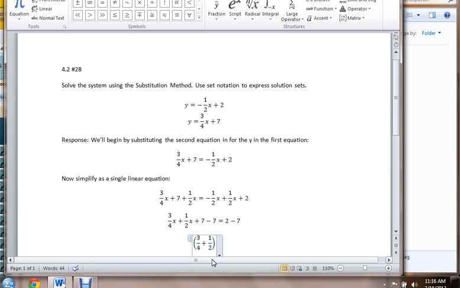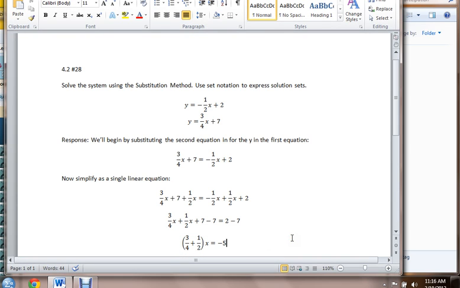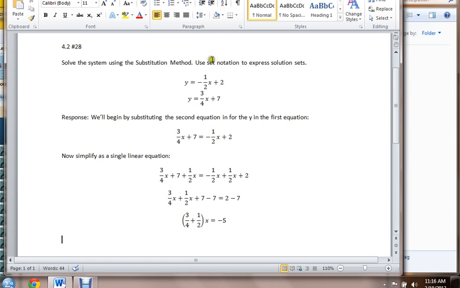And all of this gets multiplied by the x, and that's all that's left on the left-hand side because the 7 and the 7 canceled out and became 0, right? So on the right-hand side now we have the 2 and the minus 7, which again we can combine together to get minus 5. So the last thing we have to do is get a common denominator for our fractions and add these together to simplify before we can solve for x.